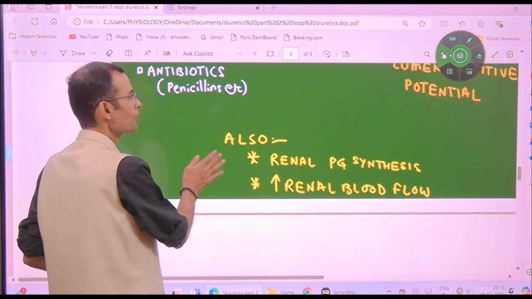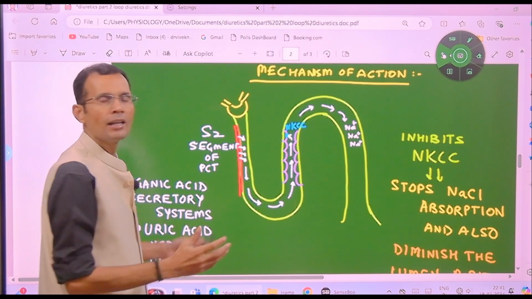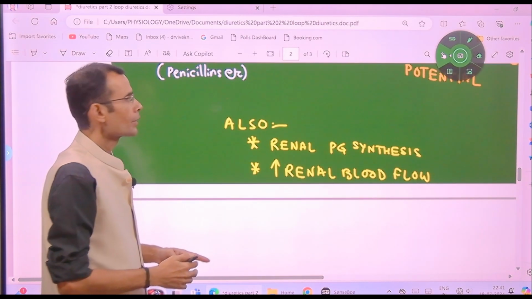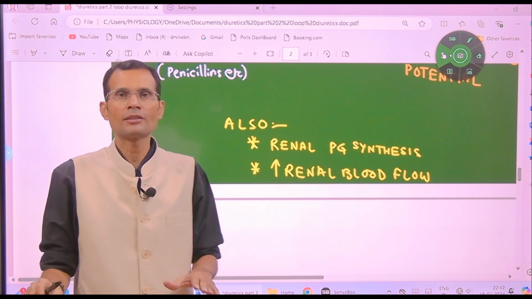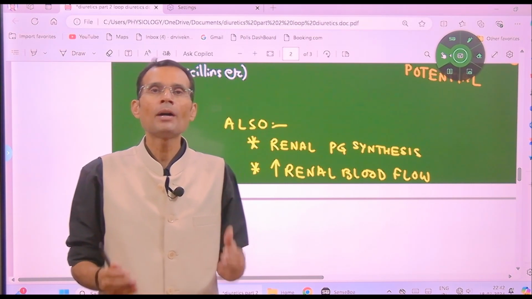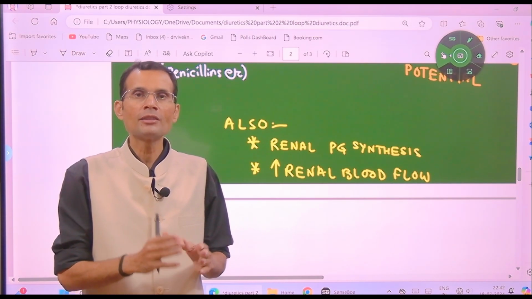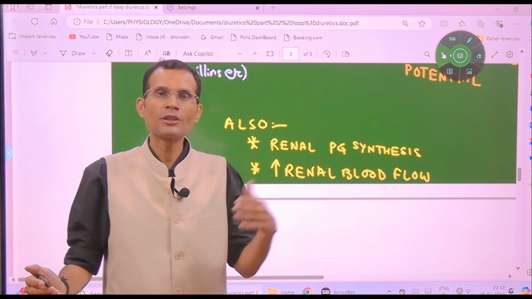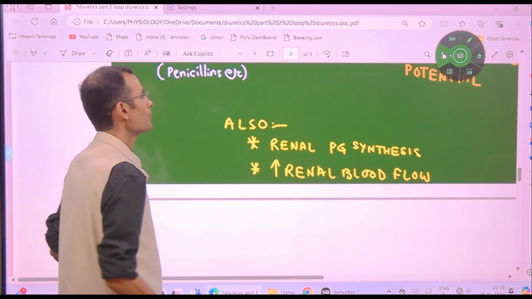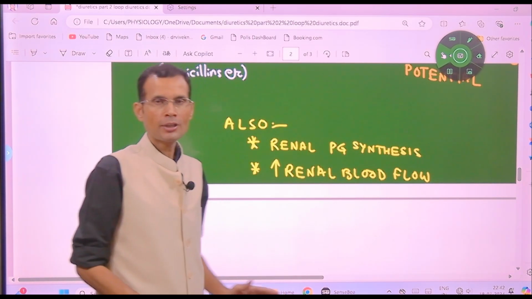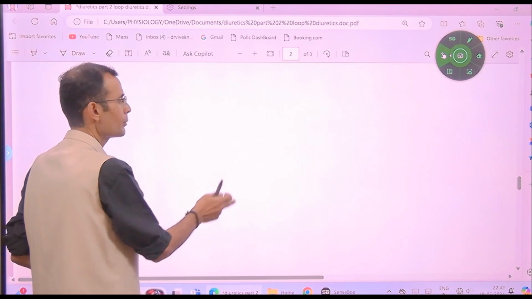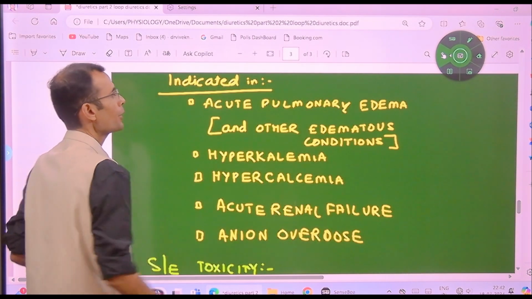So, mechanism of action, basically how it is reaching the target site, and it is also known to increase the renal prostaglandin synthesis. The loop diuretics, well, I have not mentioned the name so far, but the prototype drug is Furosemide. It's called Furosemide, the trade name is Lasix. So Furosemide increases the renal prostaglandin synthesis and also increases the renal blood flow. So these are some of the known actions of the loop diuretics.